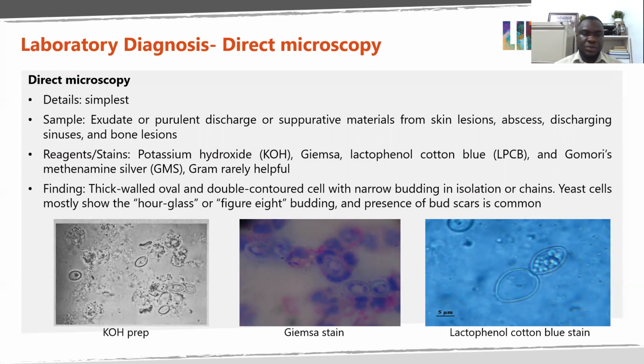On microscopic examination, you will see thick-walled, oval, double-contoured cells with narrow-based budding. They may be in isolation or in chains, and in rare cases, clusters. The yeast cells show this typical hourglass or figure-8 budding, and sometimes you see bud scars too. So these are the various stains and reagents for the diagnosis, and it depends on what the lab has. It means with the little that we have, even with KOH, you should be able to at least make a preliminary diagnosis of African histoplasmosis in your lab.